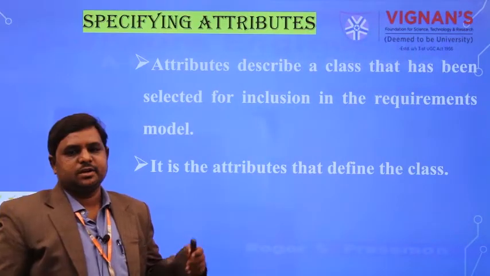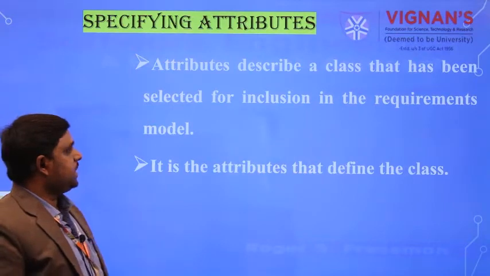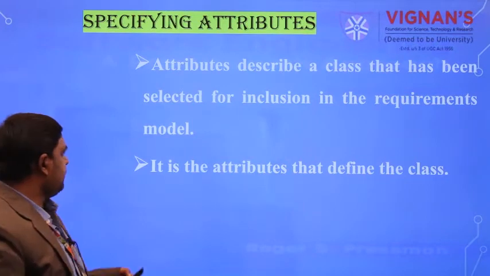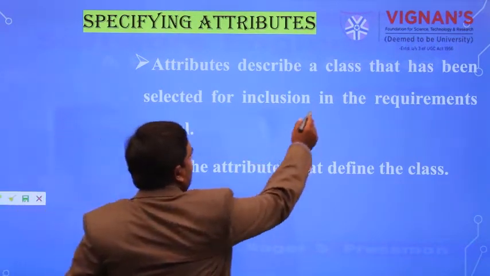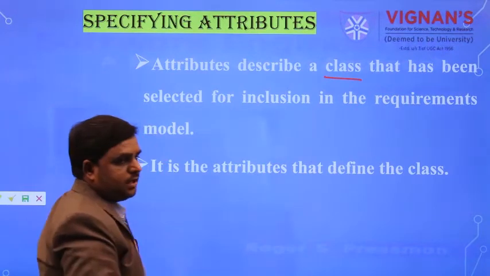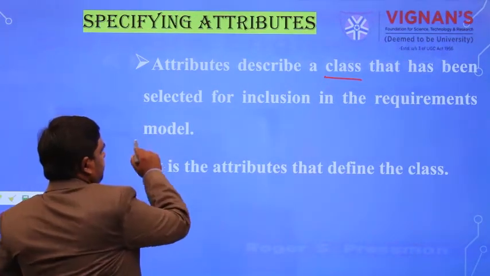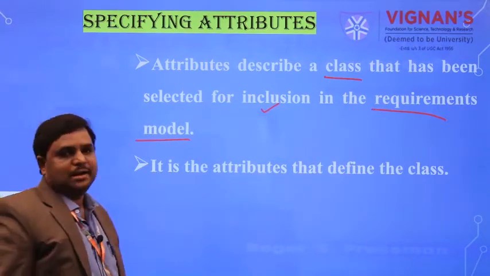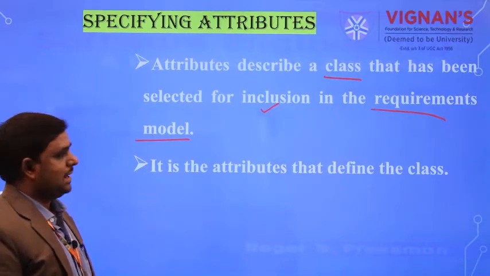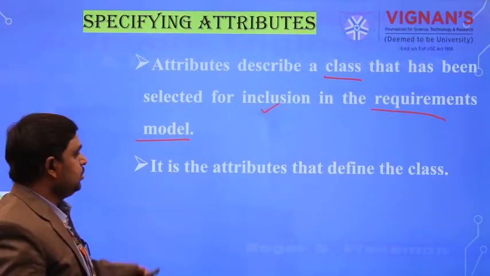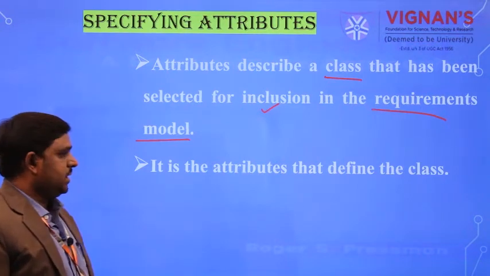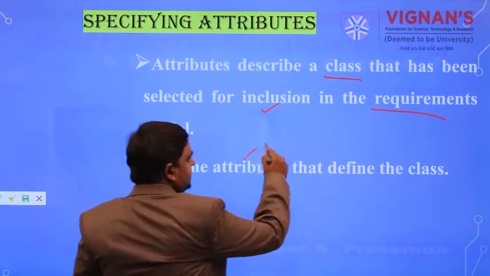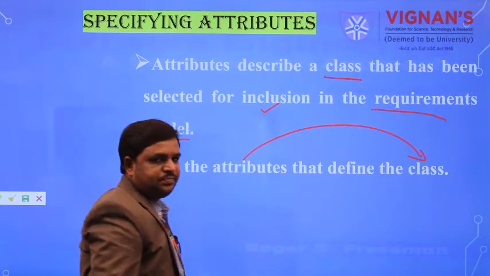Now we will see specifying the attributes. Attributes describe a class that has been selected for inclusion in the requirements model. Attributes define the class. Simply we can say that attributes are going to define the class.